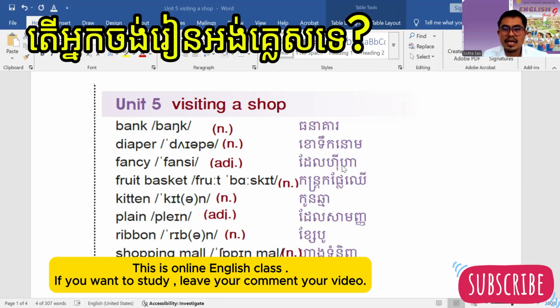Fancy. And fruit basket. It is a noun. And one more word that we need to understand too is kittens. It is a noun. The next is plain. Plain is an adjective, meaning simple. Then ribbon. Ribbon is a noun.